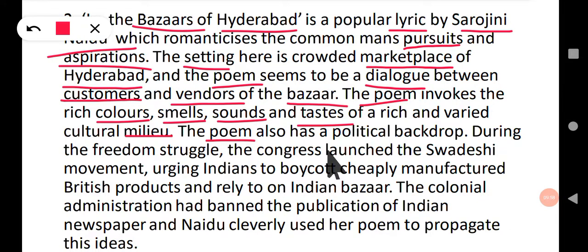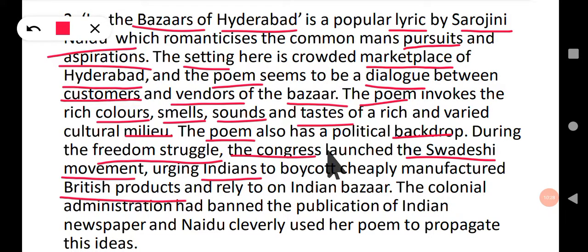Next, the poem again, poem is a noun, has political backdrop. Backdrop is also a noun form. Next, during the freedom struggle is a noun form here. The Congress is also a noun form. Launched the Swadeshi movement. Swadeshi movement is also a noun form. Urging Indians, Indians is a plural noun, you can use it, to boycott cheaply manufactured British products. British products is also a noun form here.